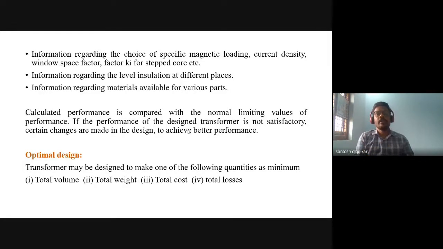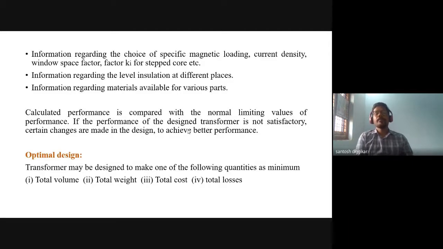After doing all these things, the calculated performance is compared with the normal limiting values of performance. If the performance of the designed transformer is satisfactory, then go for further process, that is manufacturing. If it is not satisfactory, there are certain changes we need to make, and again we need to design the transformer to achieve better performance.